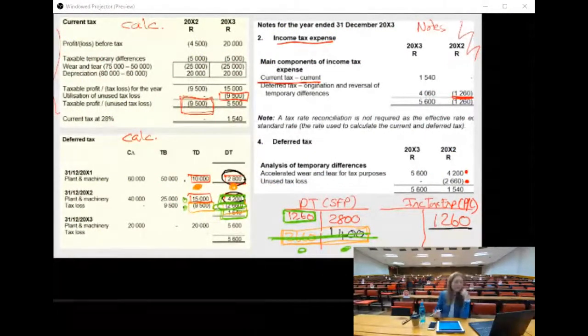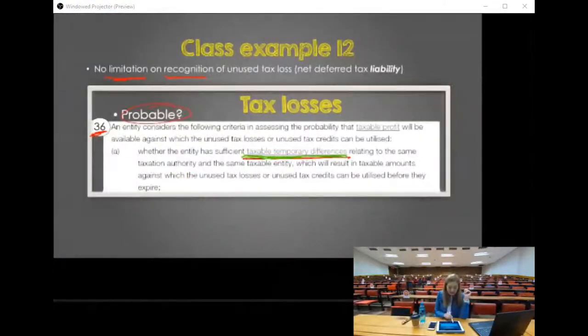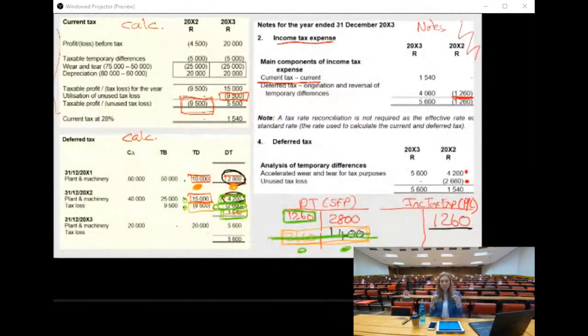And you always recognize the unused tax loss if there are sufficient deferred tax liabilities, and when there aren't, that's when you look at the points in paragraph 36. Well, paragraph 36, the first point over here tells us that when there's sufficient taxable temporary differences, then don't worry about it. Go ahead, recognize the full unused tax loss. Okay, so we'll see now in the next examples, we'll look at points B, C, and D, and also when they don't apply. But for now, class example 12, we can stop after point A in paragraph 36.